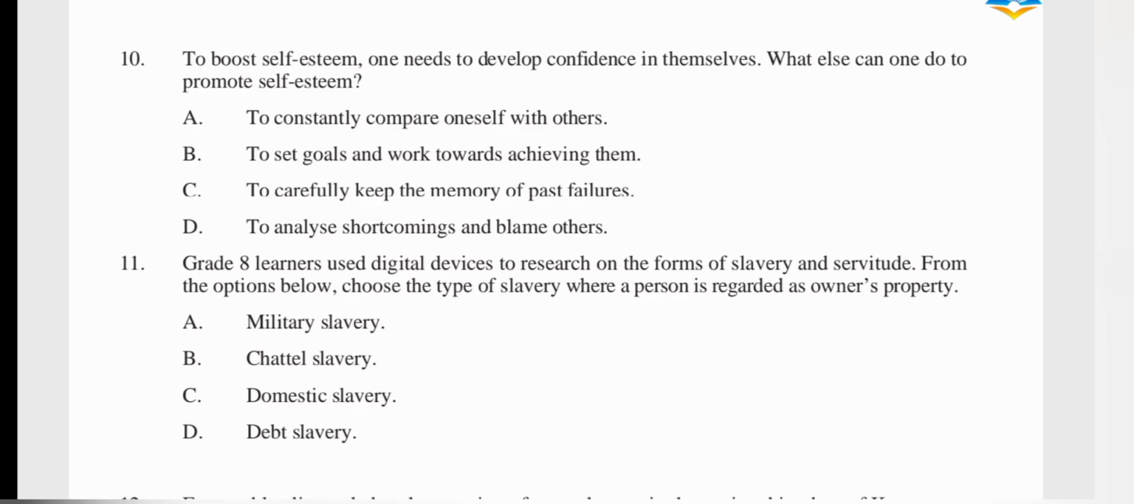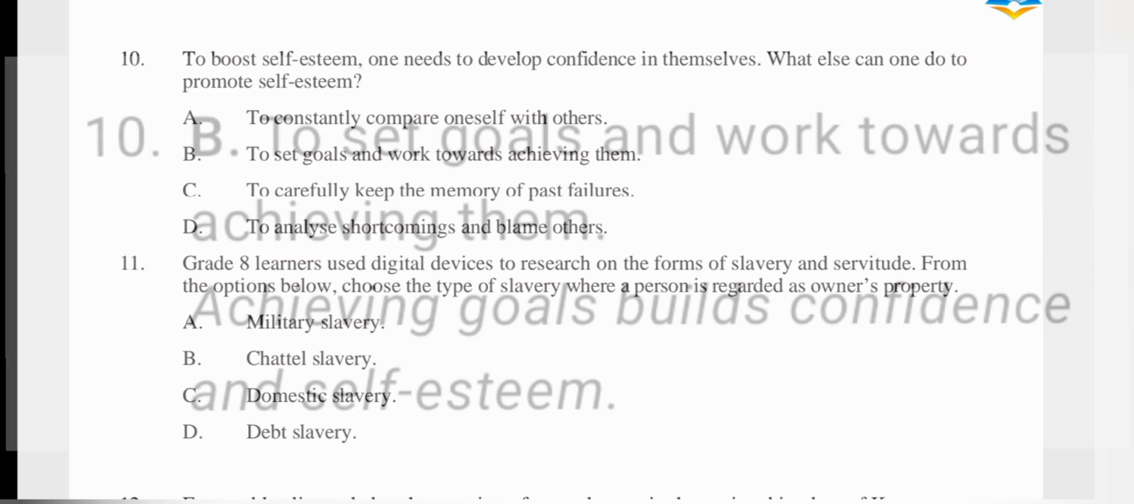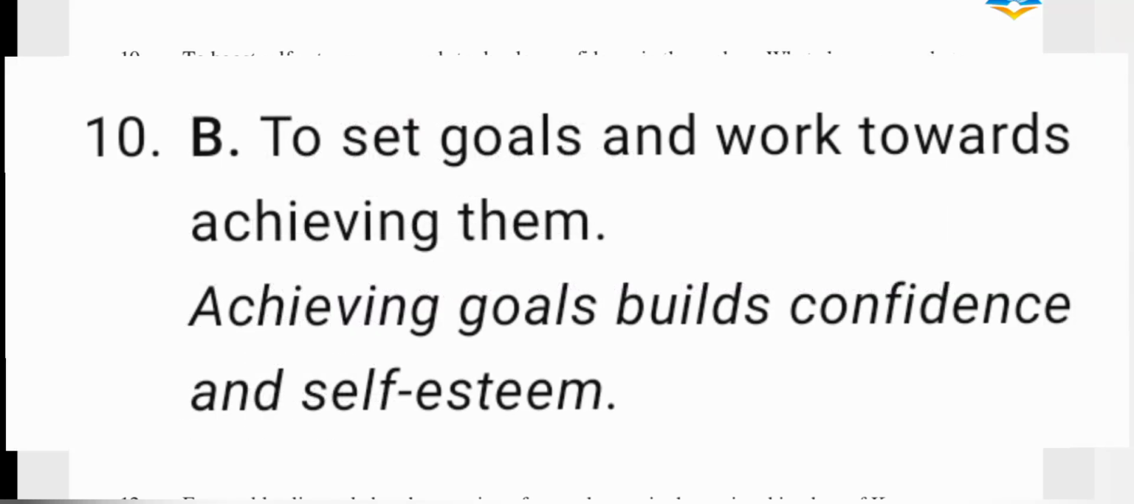To boost self-esteem, one needs to develop confidence in themselves. What else can one do to promote self-esteem? To constantly compare oneself with others? No. To set goals and work towards achieving them? Yes. To carefully keep the memory of the past failures? No. To analyze shortcomings and blame others? No.